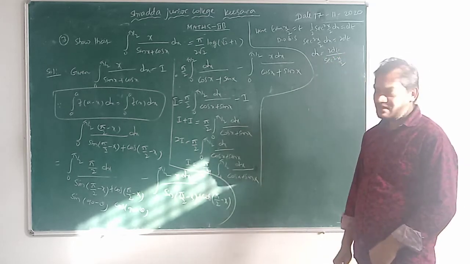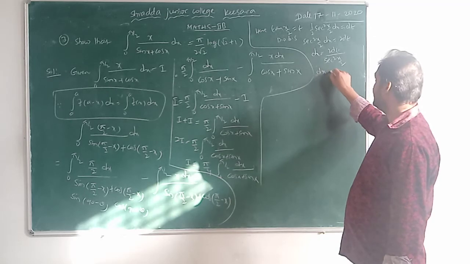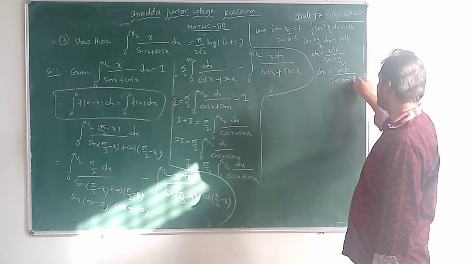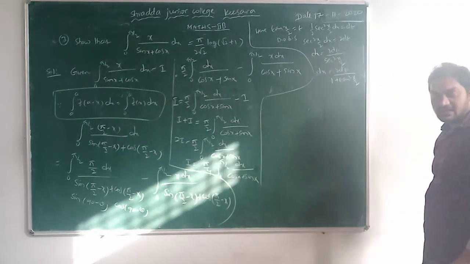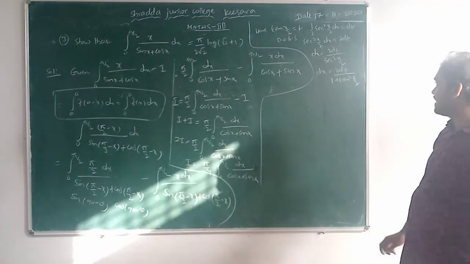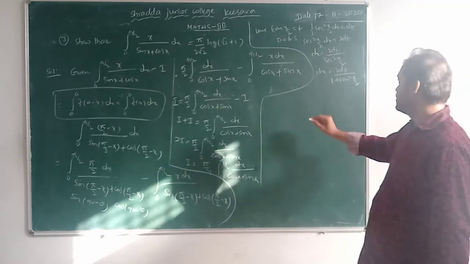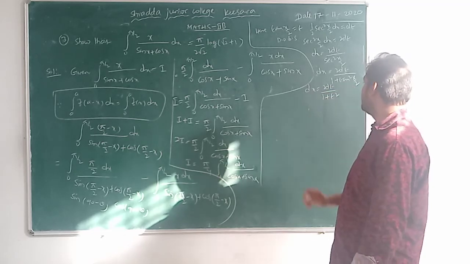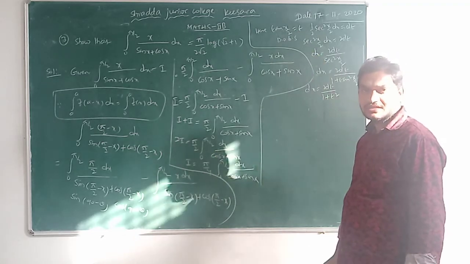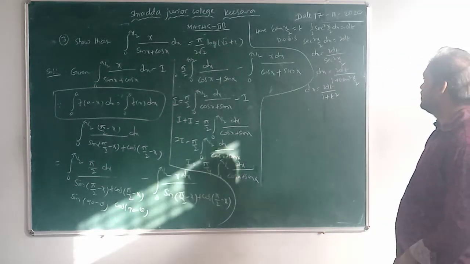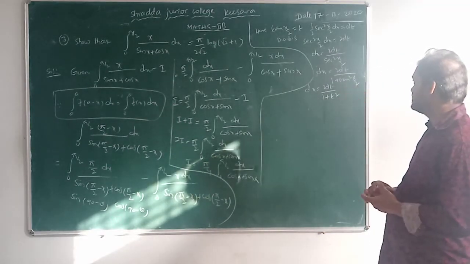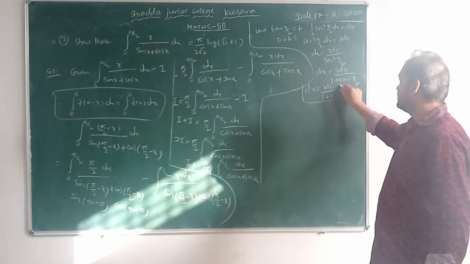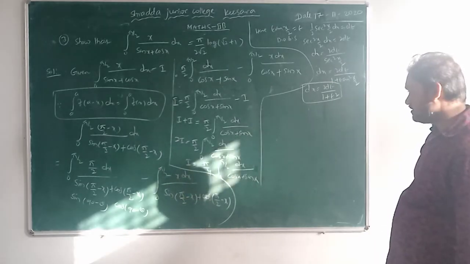Okay, already we know. Then dx equals 2 dt by sec square x by 2, and we can write sec square theta equals 1 plus tan square x by 2. Now what we are getting for dx is 2 dt by (1 plus t square). Tan x by 2 is t, so tan square x by 2 is t square. So dx equals 2 dt by (1 plus t square). And like that, next, what is cos x?